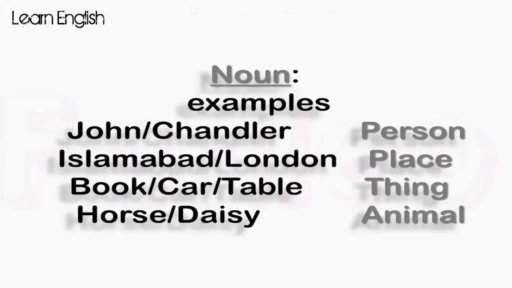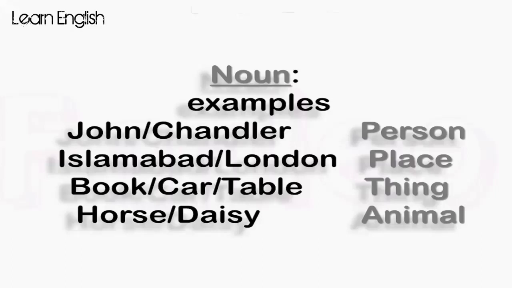The next example that we have is noun as in the name of a thing. So book. Book is a thing. The next one is car. Car is also a thing. It is considered as a thing. We travel in it. The next one that we have is table. Table is also a thing. It is the name of a thing. We usually have tables in our houses.